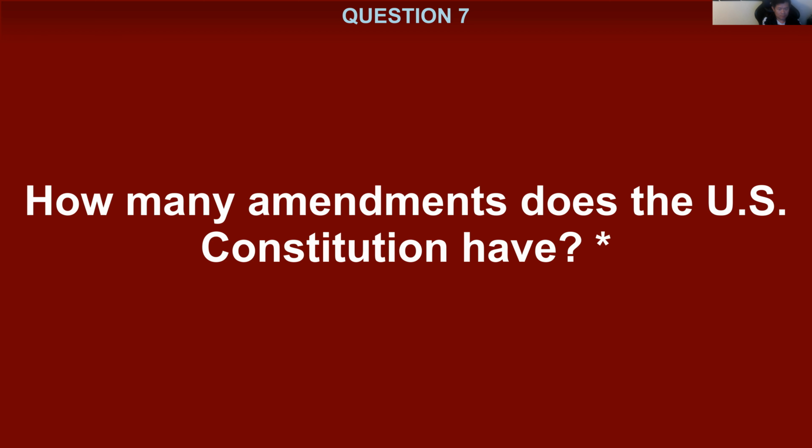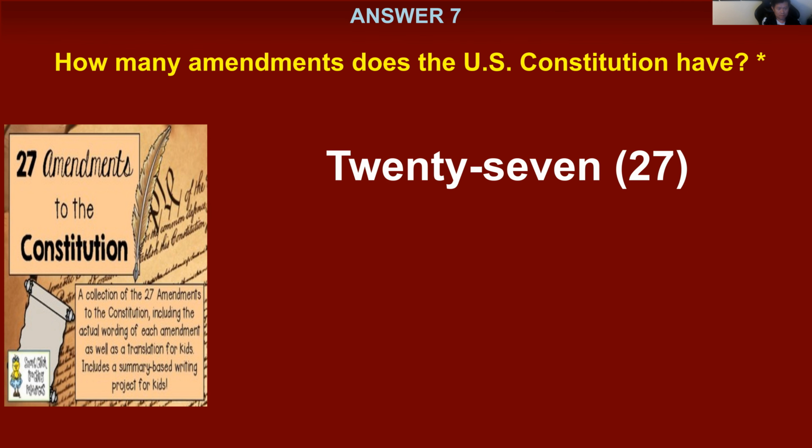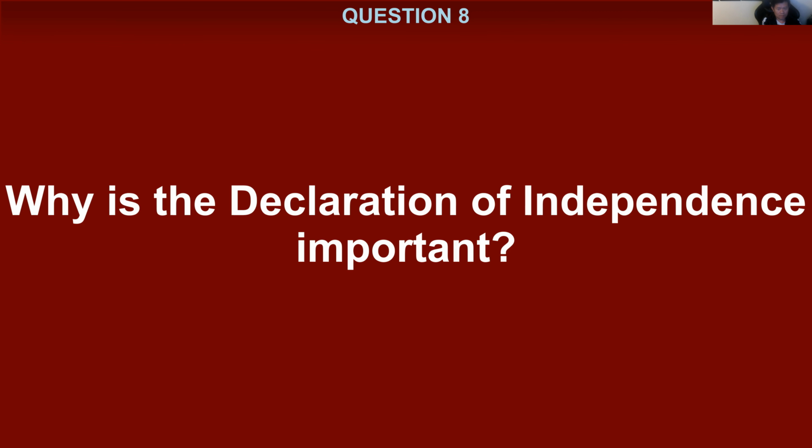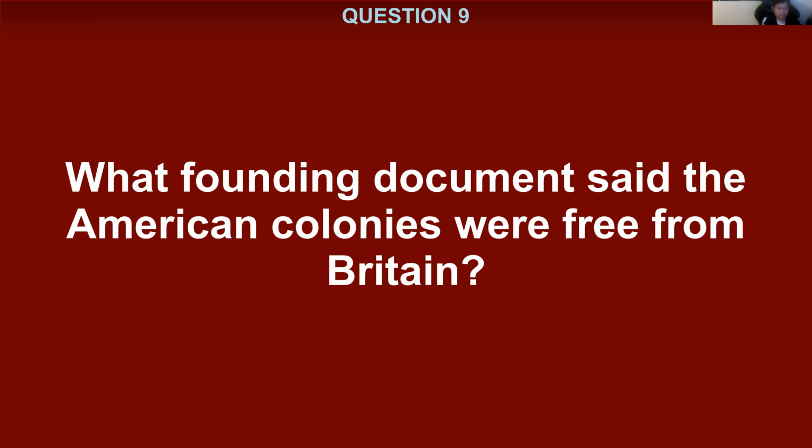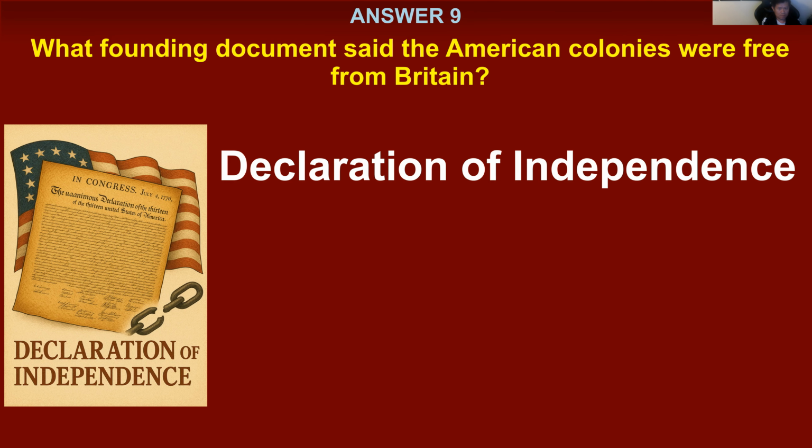How many amendments does the U.S. Constitution have? 27. Why is the Declaration of Independence important? It says America is free from British control. What founding document said the American colonies were free from Britain? Declaration of Independence.